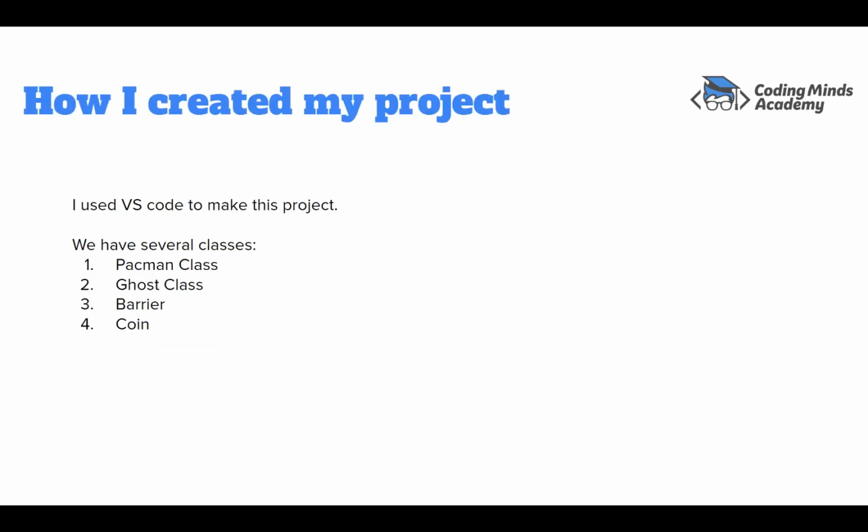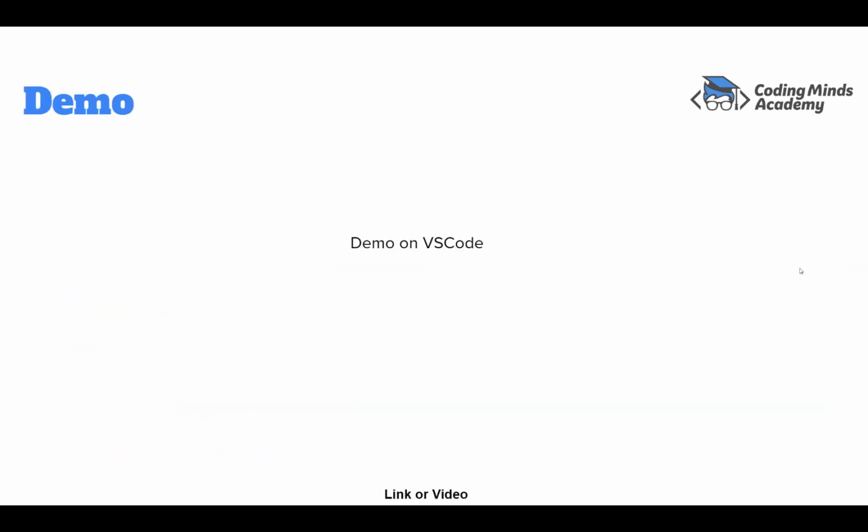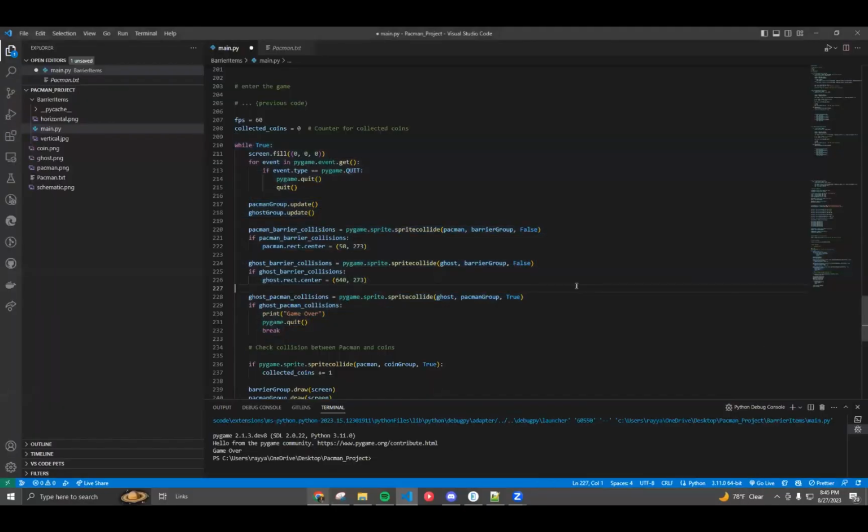I created this project using VS Code, and in this code, I have several classes. First, the Pac-Man class, the Ghost class, the Berry class, and the Coin class. Here's a code example that I created, and it is about the barriers of the game. If the character hits the barriers, it will spawn back at its spawn point. I use Python sprites with some math, and I also drew some diagrams to make it more accurate and look better. So now I'm going to have a demo on VS Code.